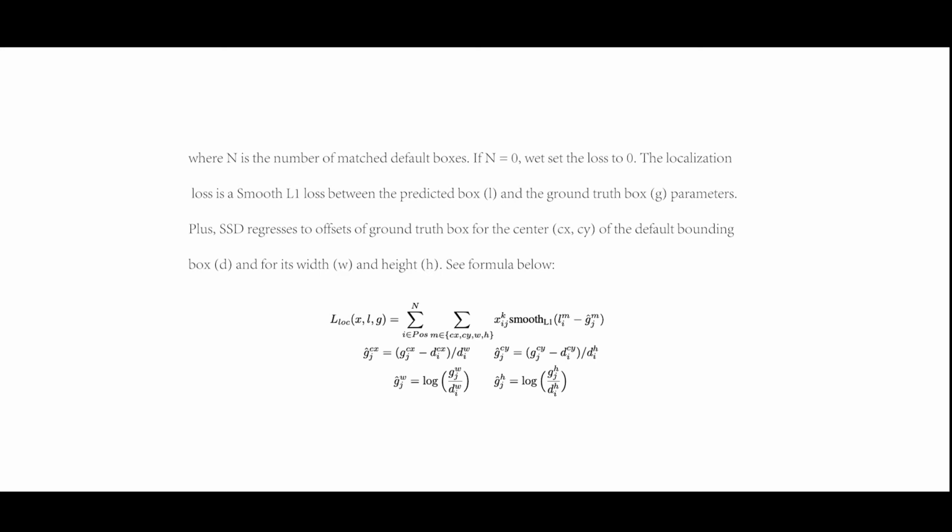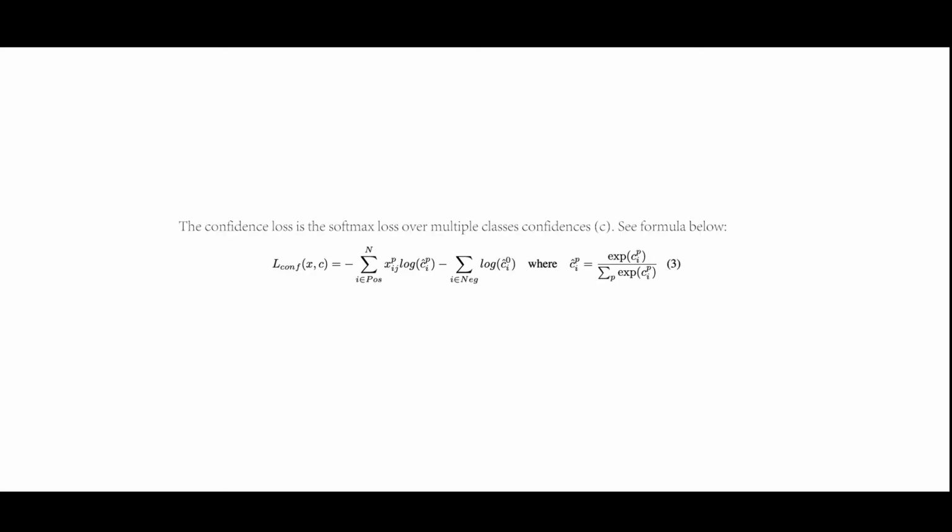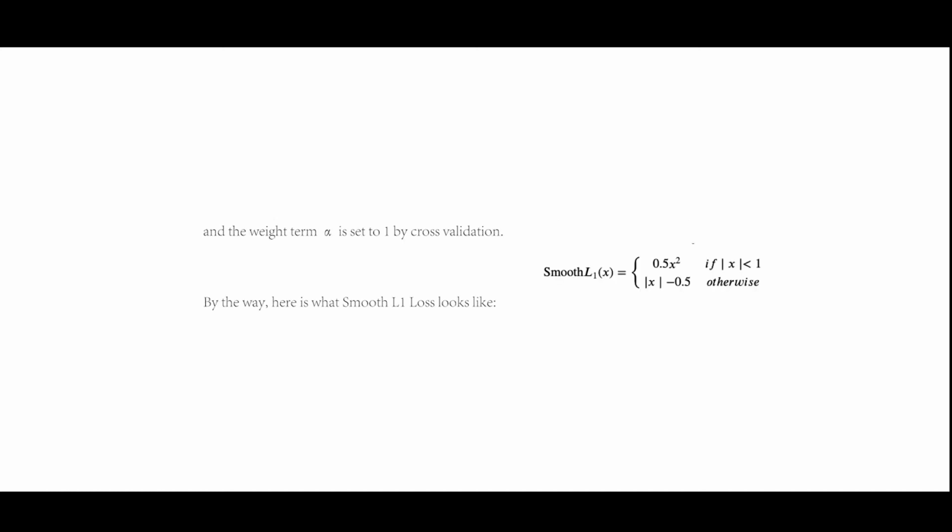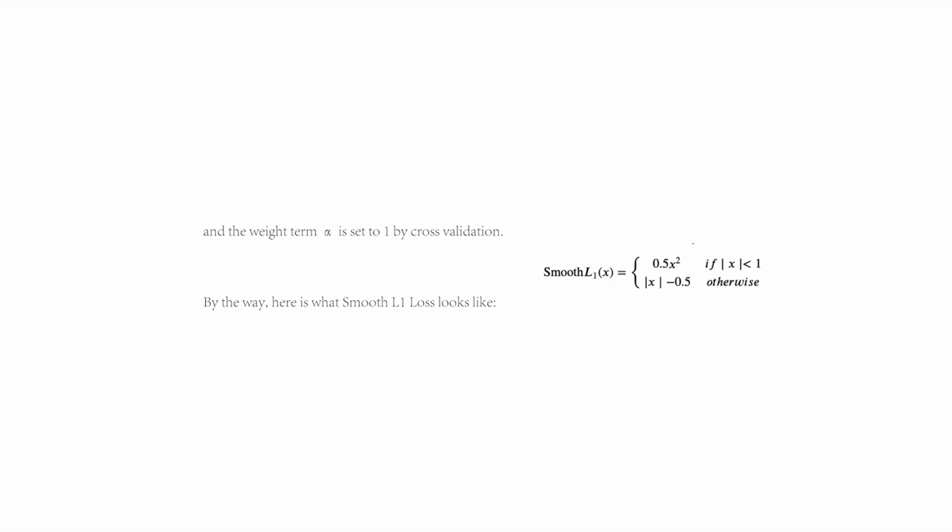The localization loss is the smooth L1 loss between the predicted box and the ground truth box parameters. Plus, SSD regresses to offsets of the ground truth box for the center of the default box and for its width and height. We can see the formula below. The confidence loss is the softmax loss over multiple class confidences. We can see the formula below. And the weight term alpha is set to 1 by cross-validation according to the paper. By the way, here is what smooth L1 loss looks like.